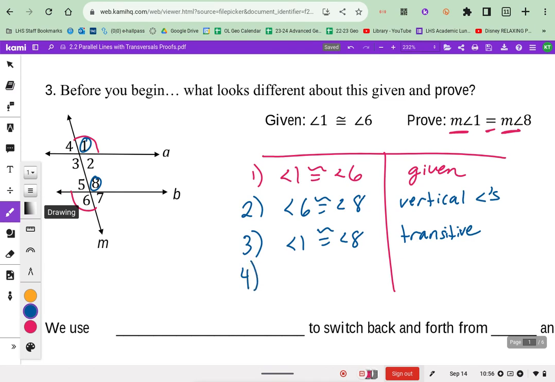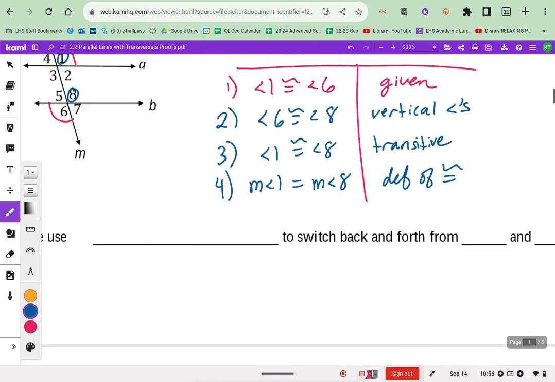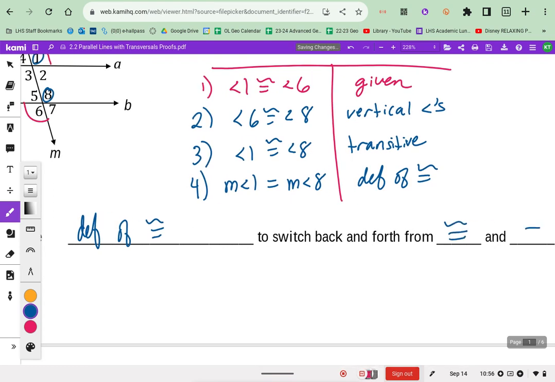So how do we go from congruent to equal? With the definition of congruent. So we just say the measure of angle 1 equals the measure of angle 8 by the definition of congruent. So that's what I'm going to put in our blanks down there. So I'm going to say we use the definition of congruent to switch back and forth from congruent and equal.